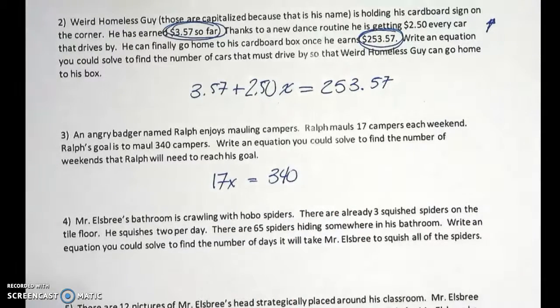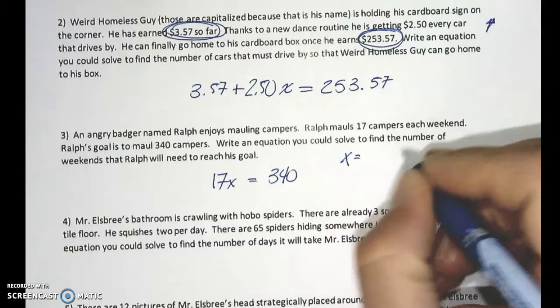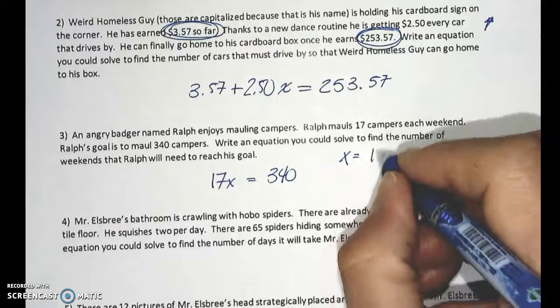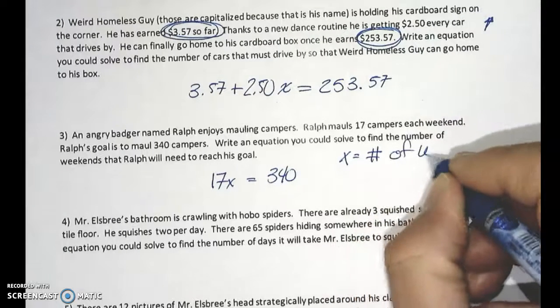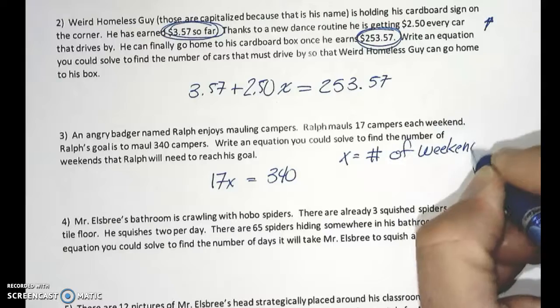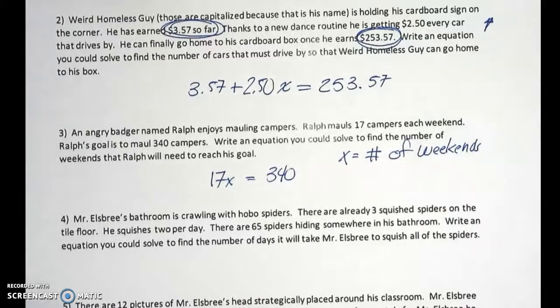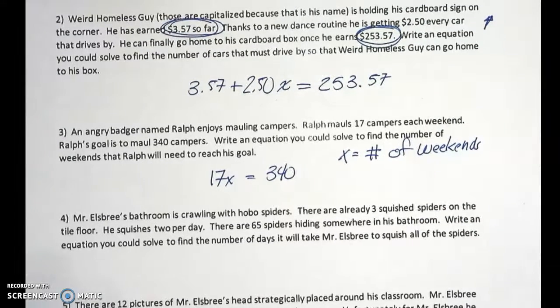Okay. So what does the x mean for us? Yeah, the number of weekends it's going to take to get 340 if he does 17 a weekend. Okay. All right.